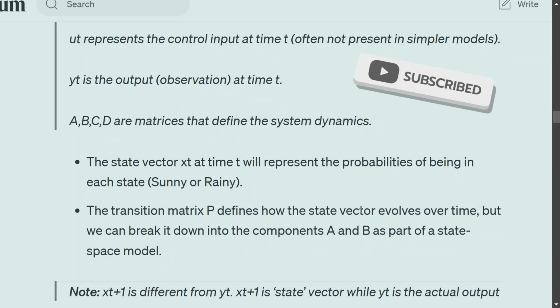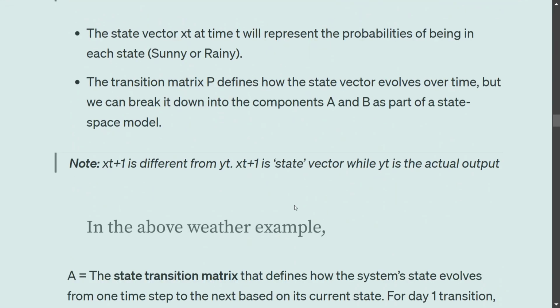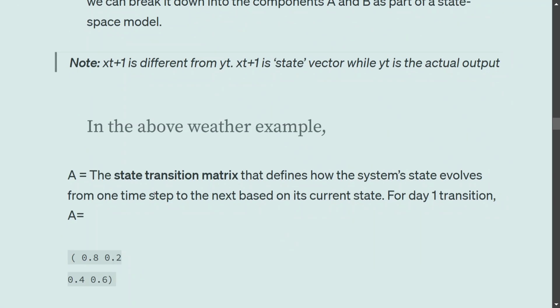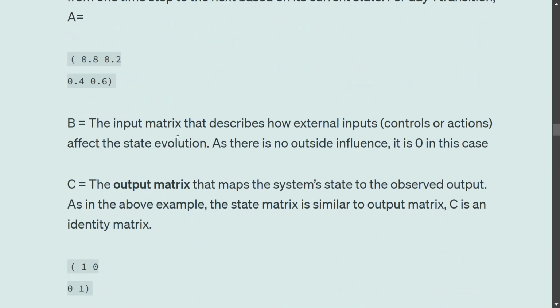Transition matrix P defines how the states evolve. Hence, P is a combination of A and B. So A and B represent the transition matrix, how it works. A is the state transition matrix that defines how the system states evolve from one time step to another. A equals 0.8, 0.2, the matrix that we were talking about initially. B is the input matrix that describes how external inputs affect the state. In case there are no external inputs coming in, for example a storm coming from West Bengal, say that is not happening, hence the value for B would be 0.